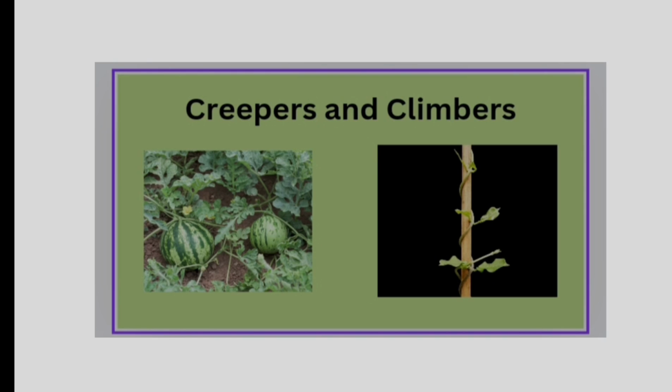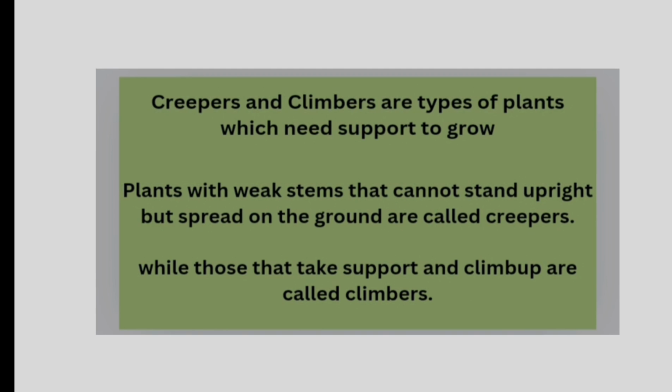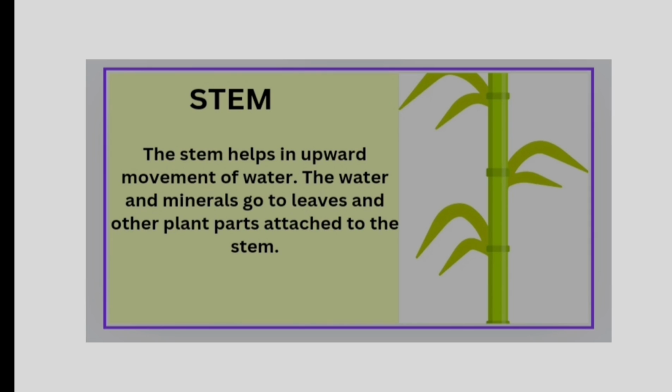And next, creepers and climbers. These two are the types of plants which need support to grow. Creeper plants cannot stand upright. They usually spread on the ground. Example, we can say pumpkin plant. And climbers also take support and climb up. For example, grapevine, peas, pea varieties and beans. These plants are the examples of climbers.